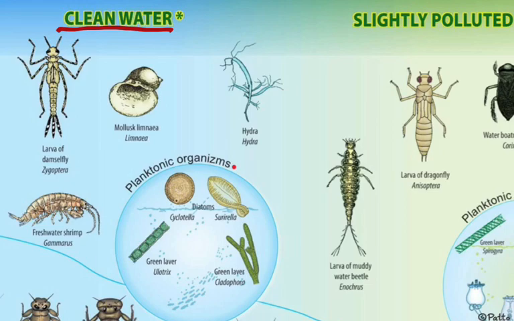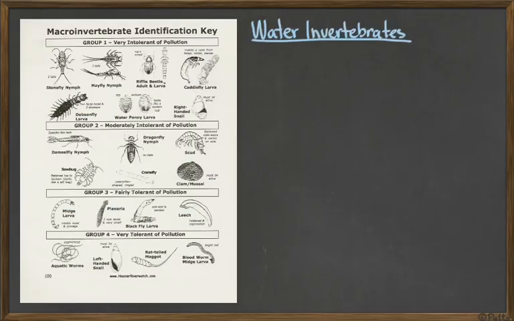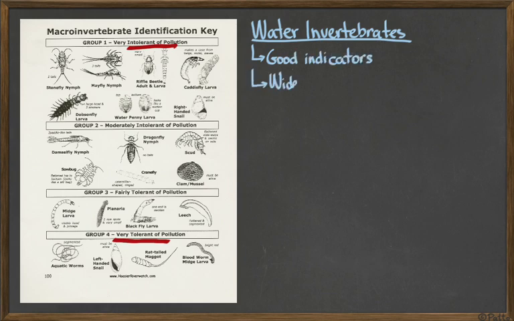And then you have the slightly polluted and polluted. Once you have a table like this one here, it's quite easy for you to qualify the water pollution or maybe even quantify it. A little table like that, group 1, group 2, 3, and 4, for the ones that are intolerant to pollution over here, and for the ones that are tolerant to pollution over there. So, indicator species. Water invertebrates are good indicators. They have a wide range of tolerance. Some are very sensitive to pollution. Some are very tolerant to pollution.